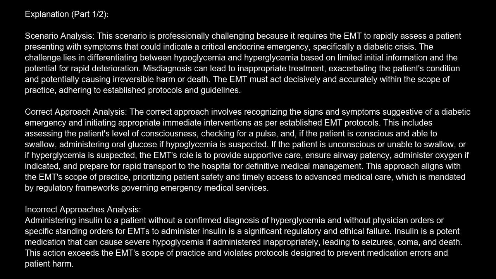Correct approach analysis. The correct approach involves recognizing the signs and symptoms suggestive of a diabetic emergency and initiating appropriate immediate interventions as per established EMT protocols. This includes assessing the patient's level of consciousness, checking for a pulse, and if the patient is conscious and able to swallow, administering oral glucose if hypoglycemia is suspected. If the patient is unconscious or unable to swallow, or if hyperglycemia is suspected, the EMT's role is to provide supportive care, ensure airway patency, administer oxygen if indicated, and prepare for rapid transport to the hospital for definitive medical management. This approach aligns with the EMT's scope of practice, prioritizing patient safety and timely access to advanced medical care, which is mandated by regulatory frameworks governing emergency medical services.